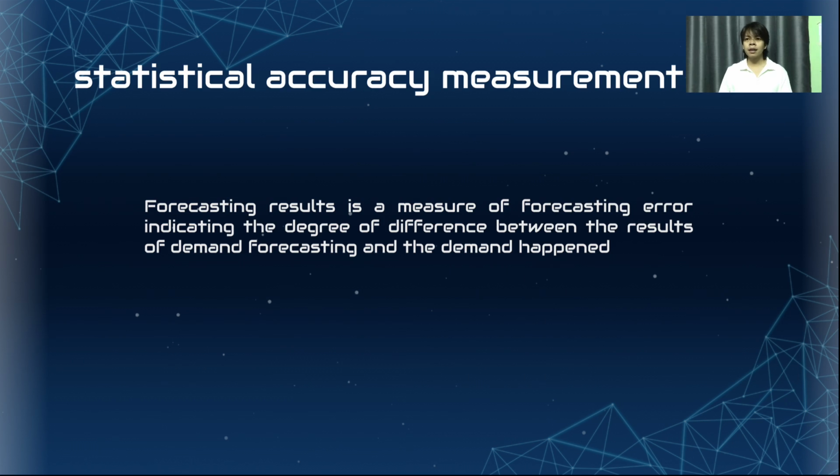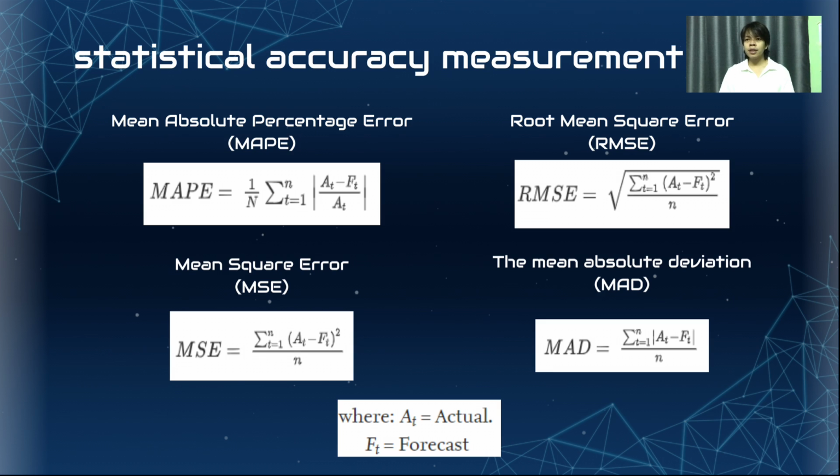The statistical accuracy measurement. The accuracy of a forecasting result is a measurement of forecasting error, indicating the degree of difference between the result of demand forecasting and the demand that happened. There are four equations to measure in this study. First is the mean absolute percentage error. It is a relative determination model.